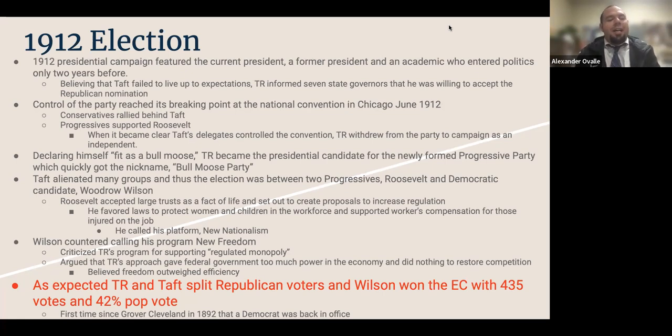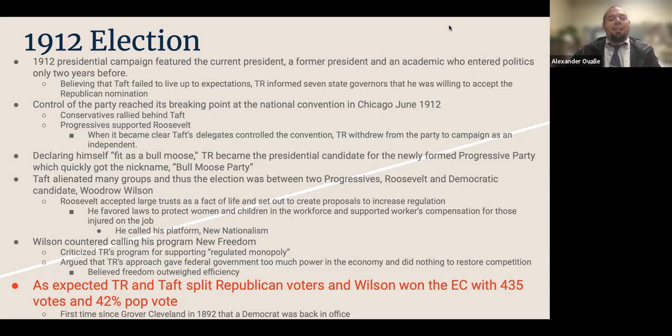Woodrow Wilson criticized Teddy Roosevelt's programs for supporting a regulated monopoly. He argued that Teddy Roosevelt's approach gave the federal government too much power in the economy and did nothing to restore competition. And that's one thing all progressives wanted, was competition. So he believed freedom outweighed efficiency.